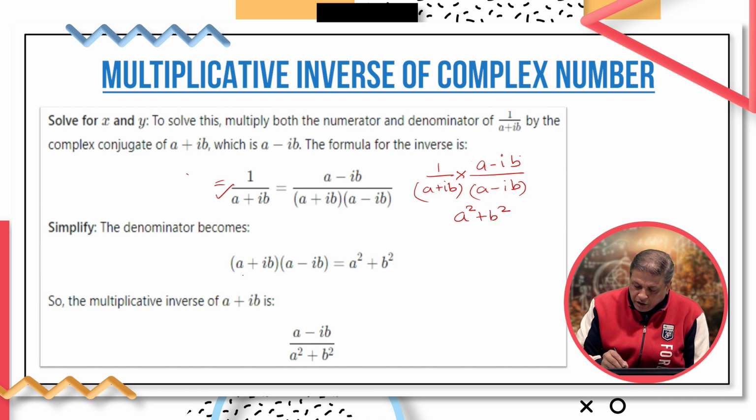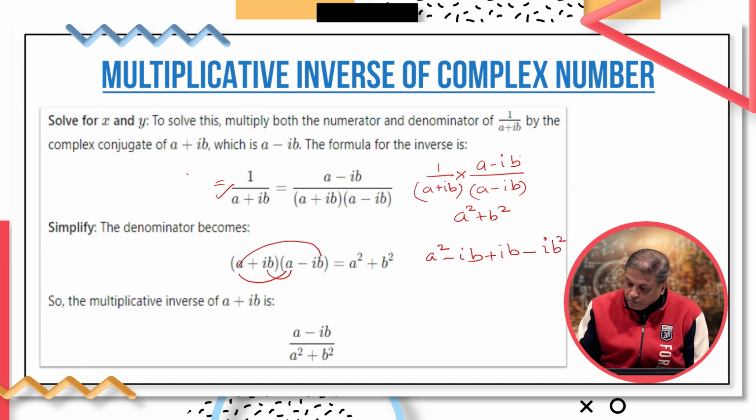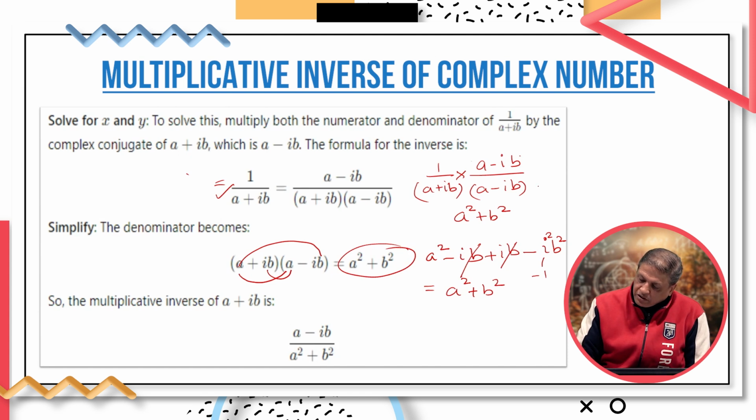How? This will be a square, then minus ib plus ib, and minus of i square b square. So, i square is minus 1. That is why the middle terms will cancel with each other. So this will be a square plus b square. So that means this expression is nothing but equal to a square plus b square.